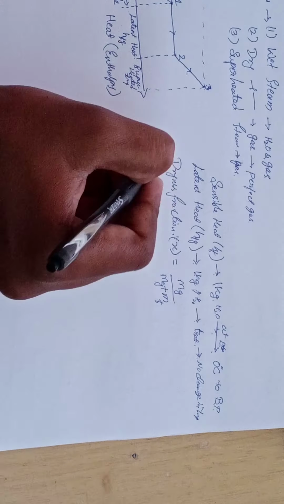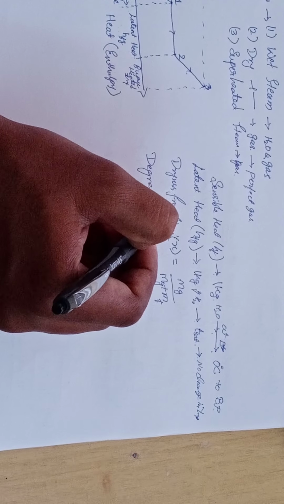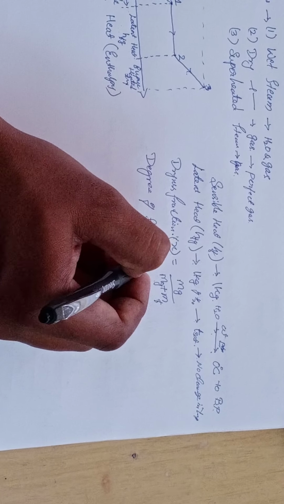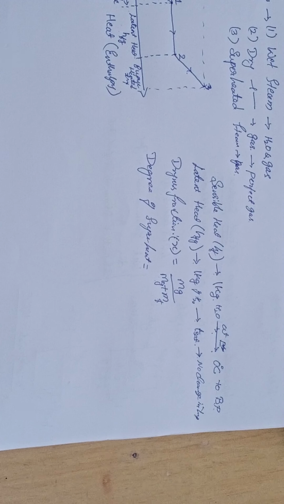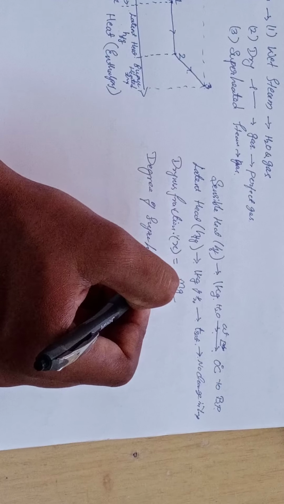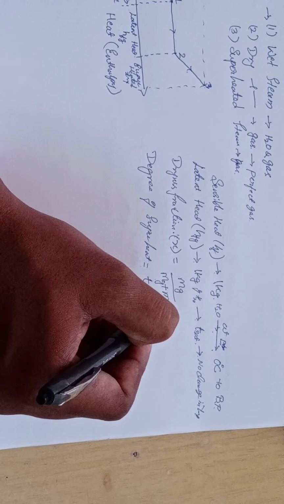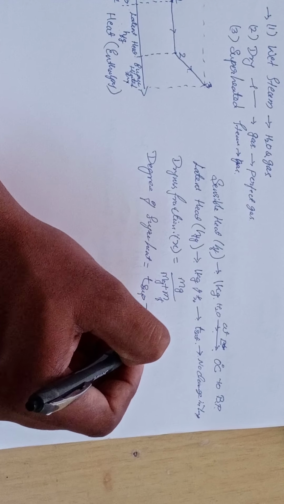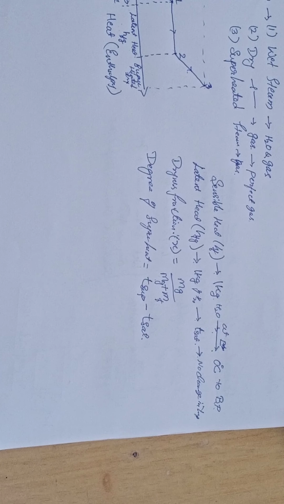Next, degree of superheat. Degree of superheat can be defined as the difference between the superheated temperature and the saturation temperature. Superheated temperature minus saturation temperature, that difference is called the degree of superheat.